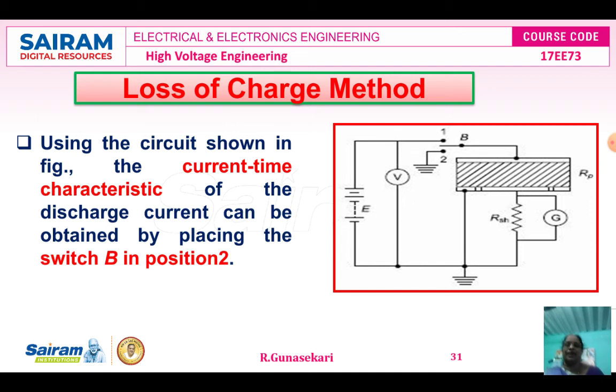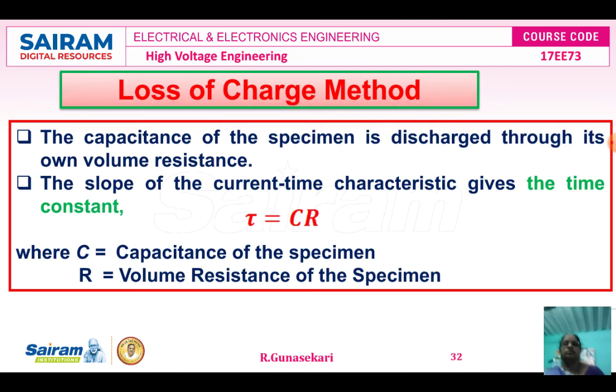galvanometer. The galvanometer sensitivity is 10 to the power minus 8 to 10 to the power minus 9 ampere per centimeter deflection. Why are we using this type of measuring circuit for the loss of charge method? Suppose the switch B is in position 2. We get the current time characteristics of the discharge current of this measuring circuit. The capacitance of the given specimen is discharged through its own volume resistance only.